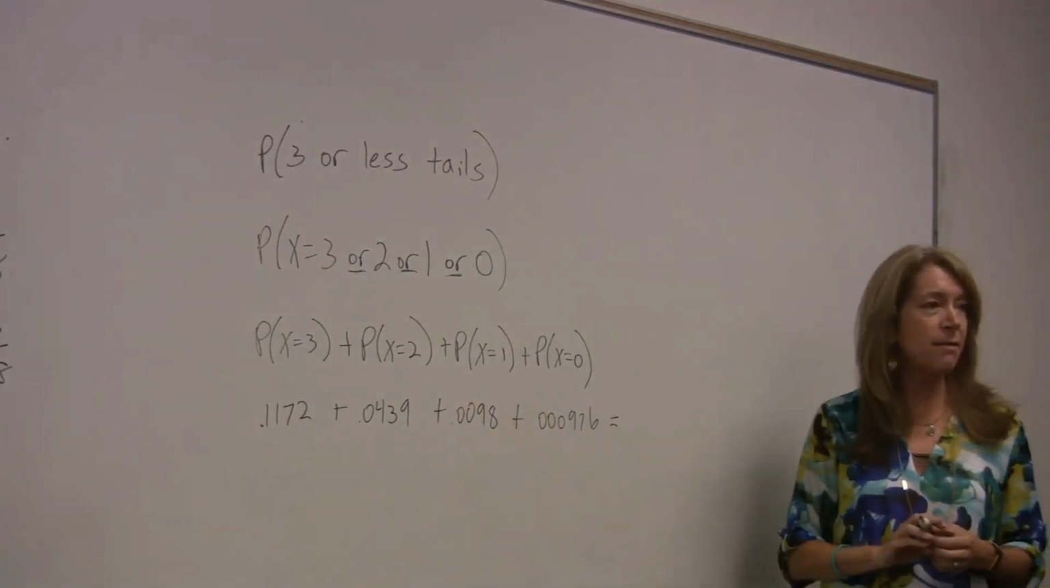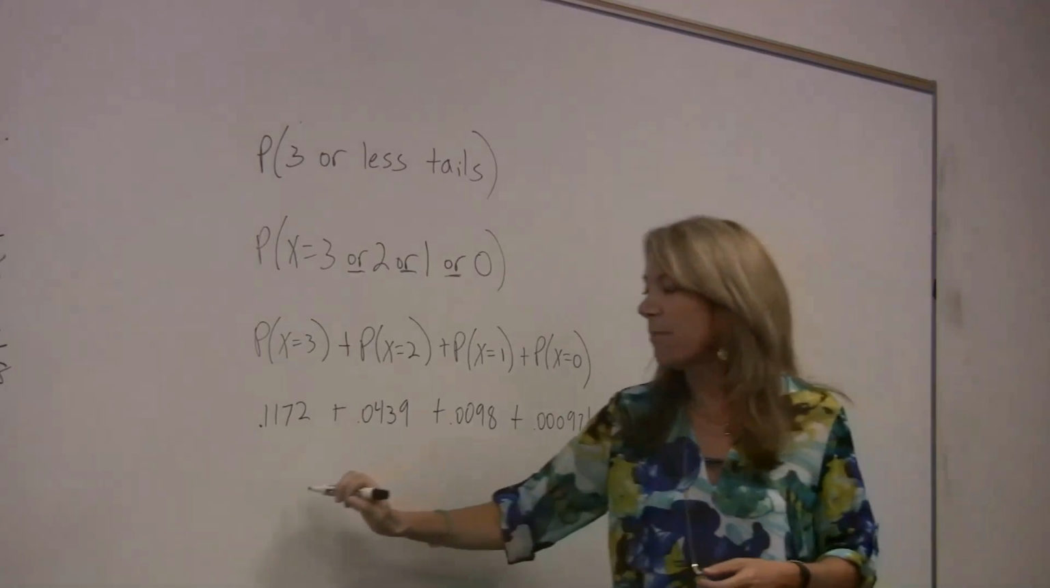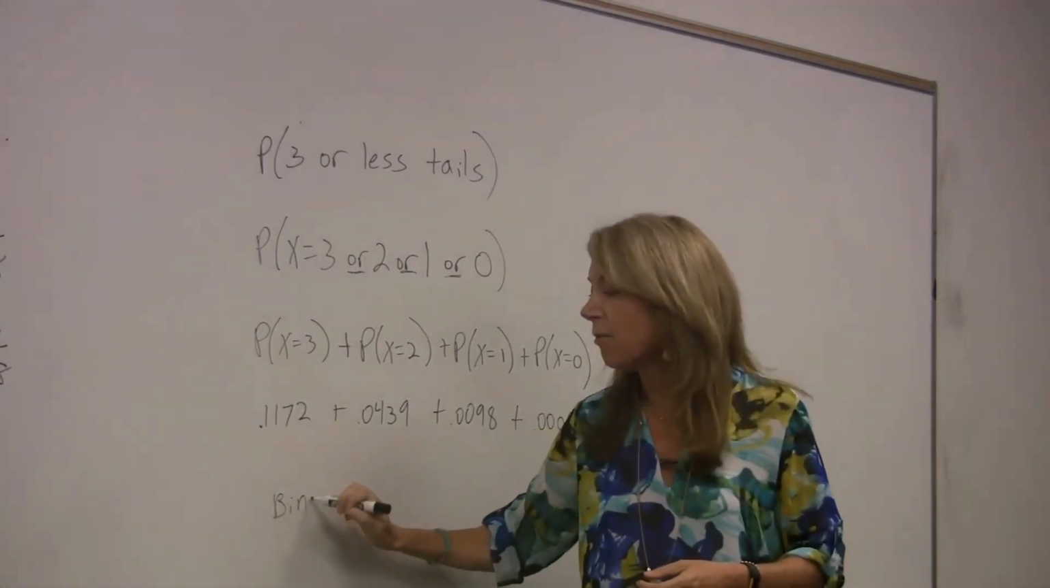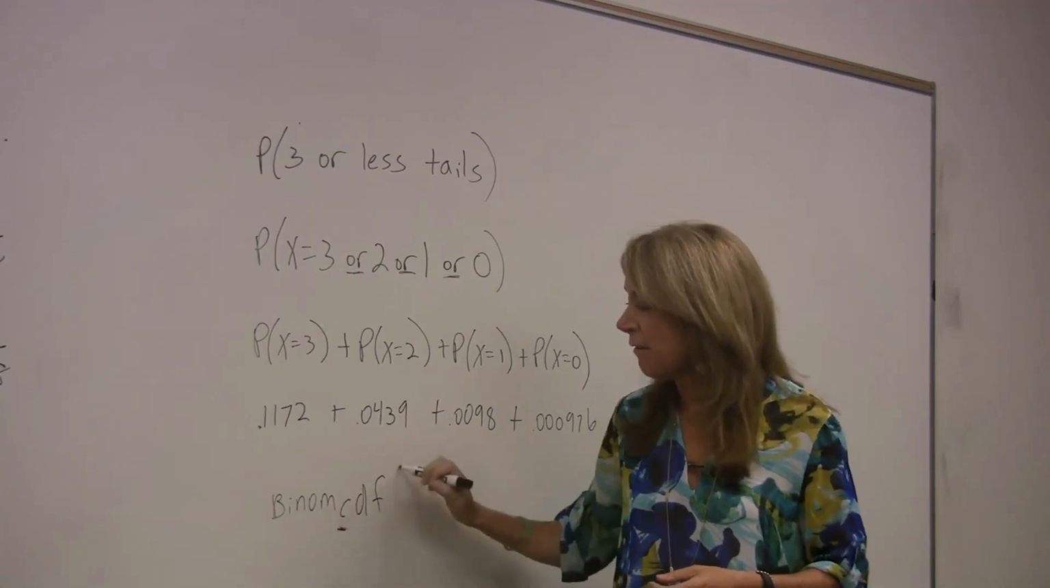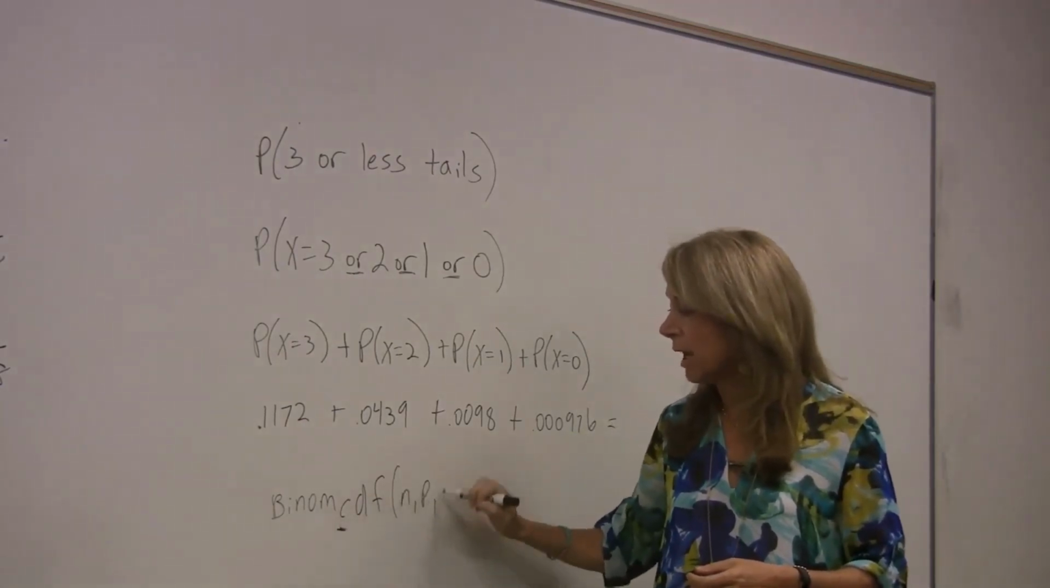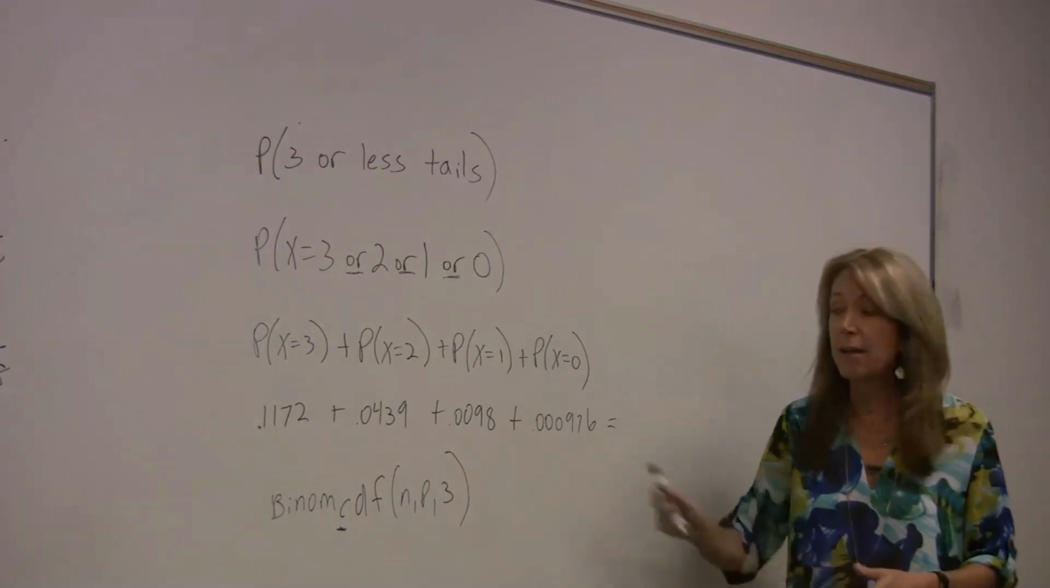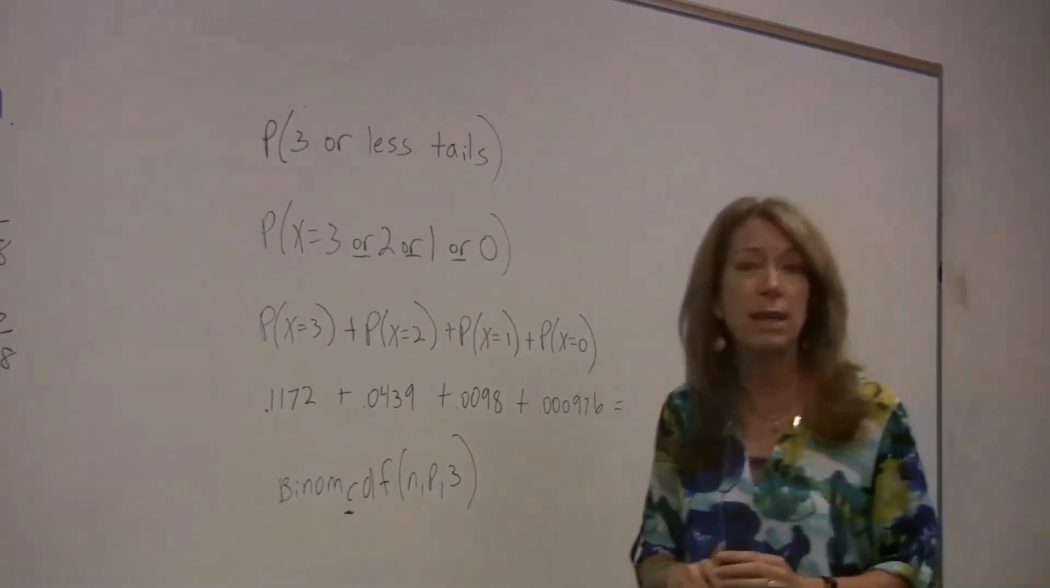Anybody add those for us yet? We'll pick up where we're leaving off right now, but try this in the meantime: binomial CDF with N, P and 3, and compare it to that. I'll pick up right here when we come back next time.